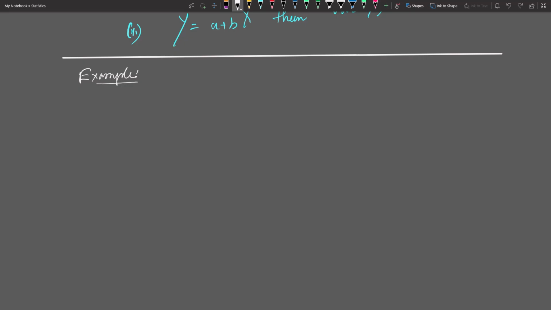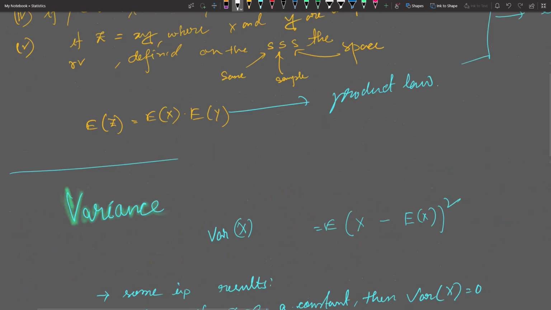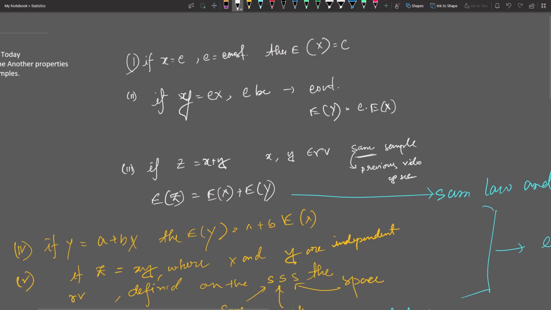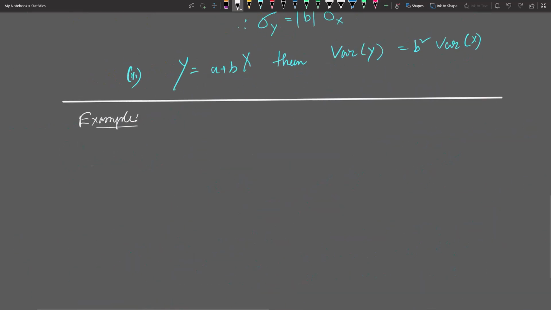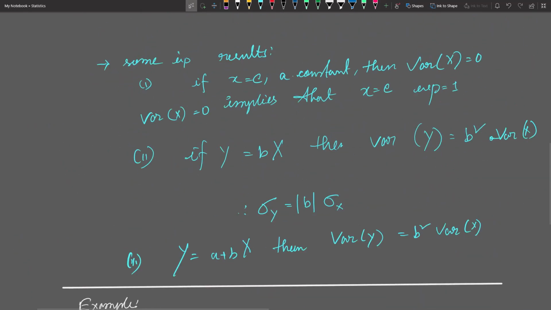Here you can see I have written all the formulas. If you don't understand the formulas of expectation, this is very easy to understand. Just give your full concentration on this session or video, and you will understand all of these. This is nothing so complicated.